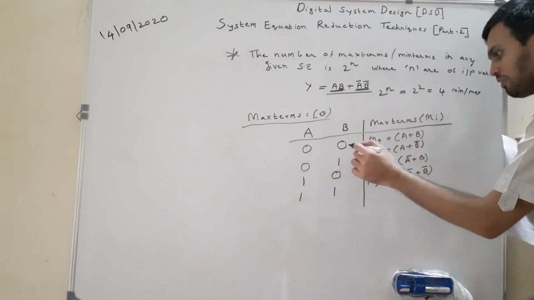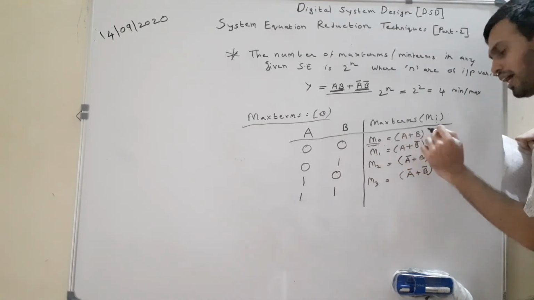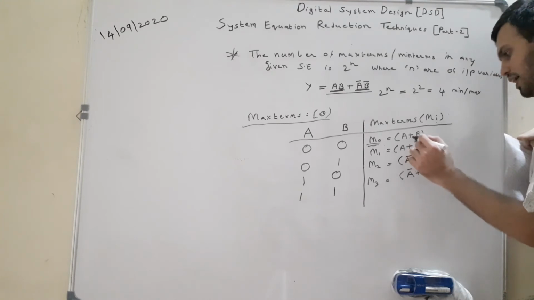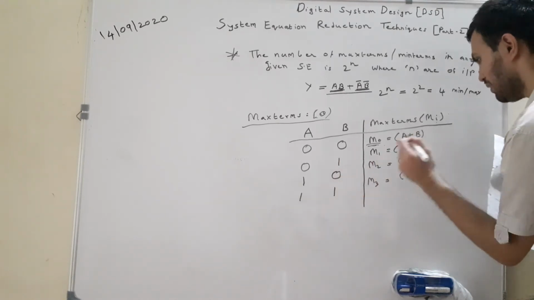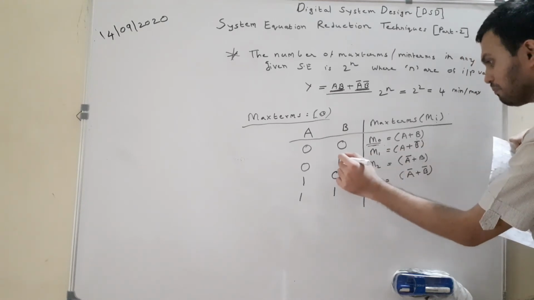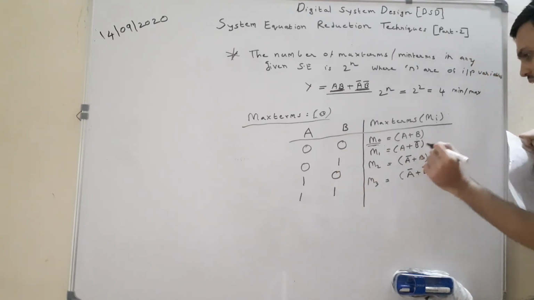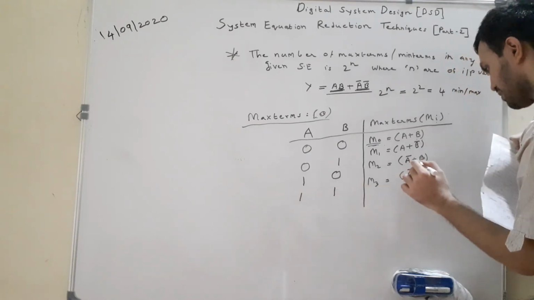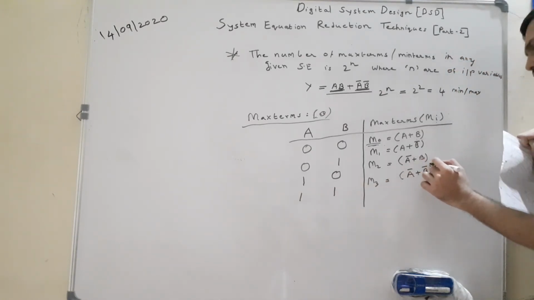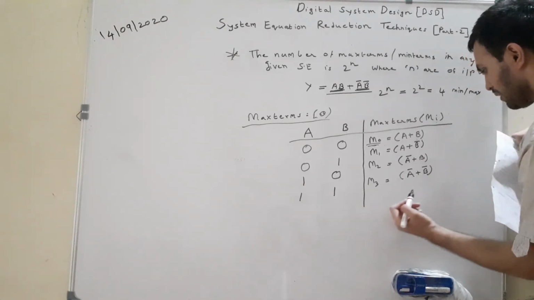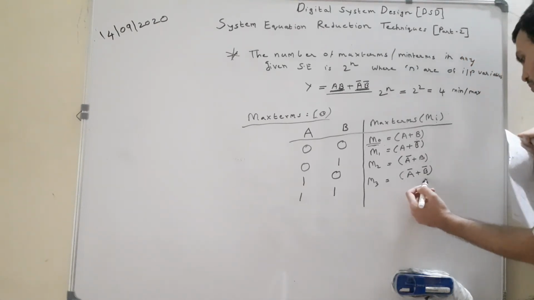So simply then M0. Here A is 0, B is 0. That's why A and B are written in uncomplemented form in product of sums form. So that is A plus B. Then we have the second max term which is M1. That is A plus B complement, because B has value 1. So B complement is written over here. Now A is 1 and B is 0. That's why M2 is written as A complement plus B. Similarly, when A and B both have values 1, 1, then we can write A complement plus B complement.